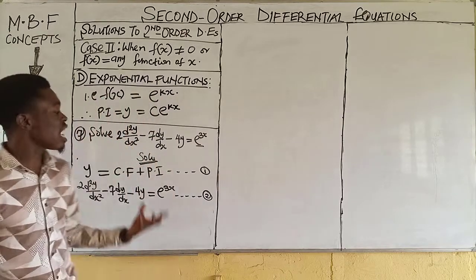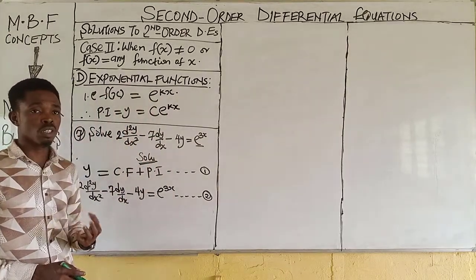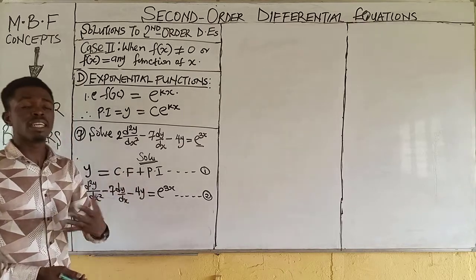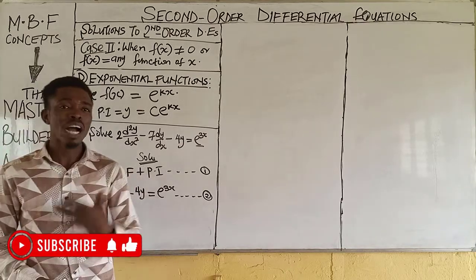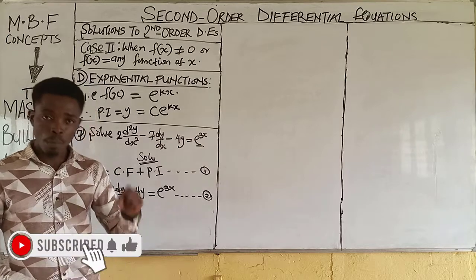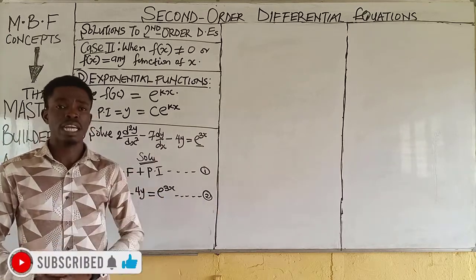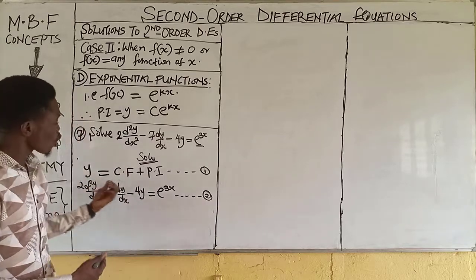The next thing is, now that we know that our general solution is the summation of the complementary function and the particular integral, the question is, how do I obtain the complementary function? And equally, how do I obtain the particular integral? First, let's start with the complementary function.